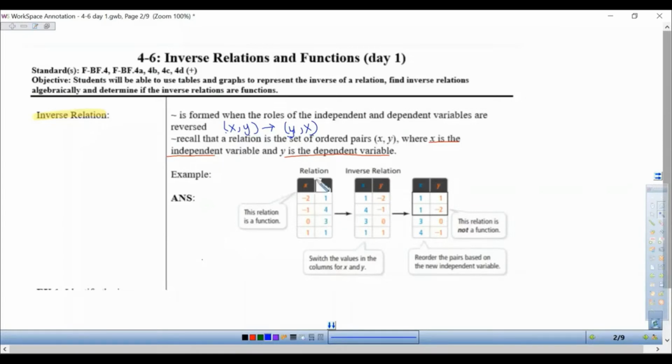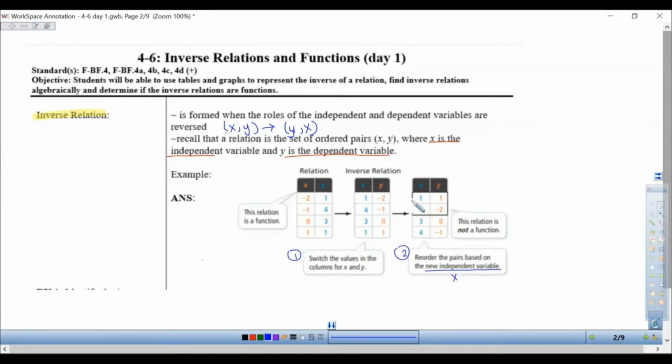So to make the inverse, I just switch my numbers in my columns. So x becomes 1, 4, 3, 1, and y becomes -2, -1, 0, and 1. Okay, so I have the points (1, -2), (4, -1), (3, 0), (1, 1). So then after I switch those values, I want to reorder so that it's in order from least to greatest based on my new independent variable, based on my new x value.